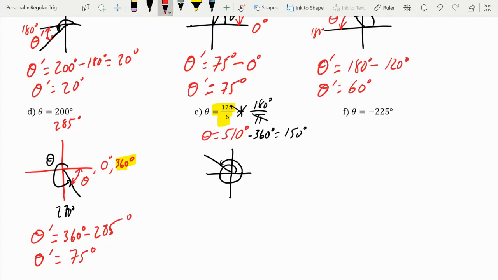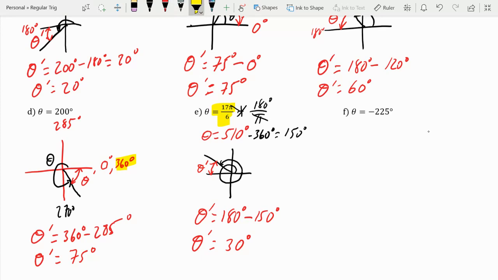And now my reference angle. There's my reference angle. So my reference angle is going to end up being 180 minus 150. So we end up with 30 degrees. Not too bad.